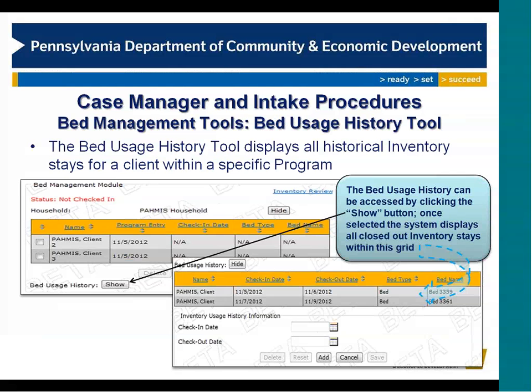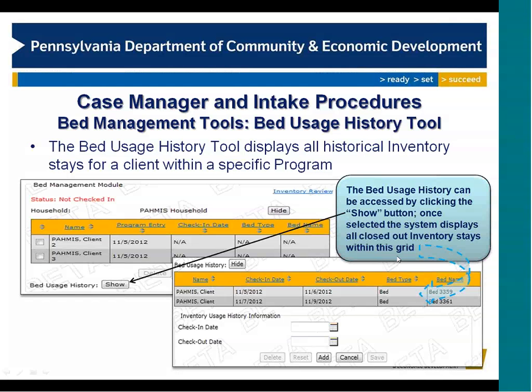Okay, the other tool, the last bit of the bed management tools, which are pretty in-depth, is within what we call the bed usage history tool. This displays all historical inventory stays for a client within that specific program record. Any inventory stay that a client has checked in and checked out of, whether the program's open or closed, remains in this area. Down there, it's shut by default. It's got a little show button.